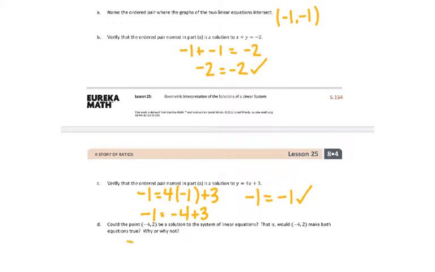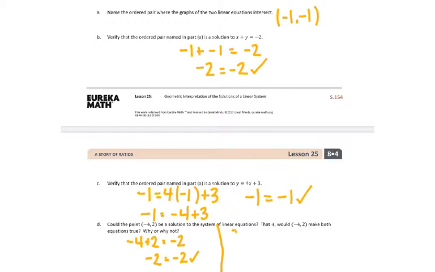So we've got -4 plus 2 equals -2. And -4 plus 2 does equal -2. So -2 does equal -2. So that's a true statement. And now we also need to see, does -4, 2 make y equals 4x plus 3 a true statement?